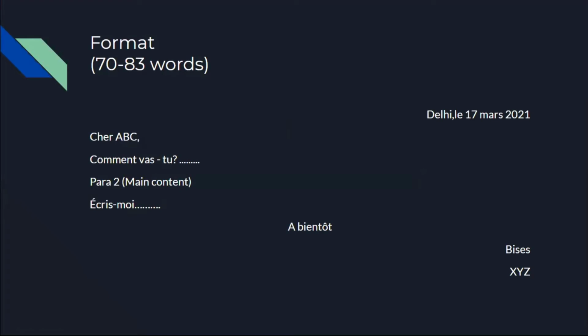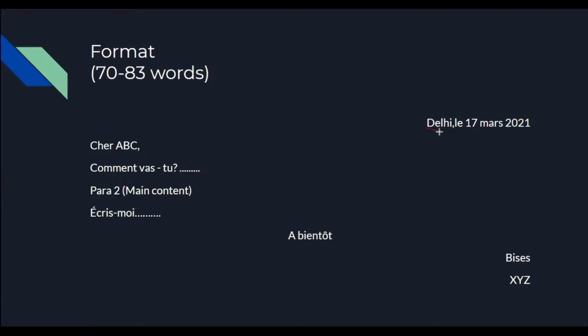Okay. So first, on the first line you have to write the place and the date on the right side. So as you have written Delhi, you can write the place where you're giving the exam and the date. So I have written le 17 March 2021.